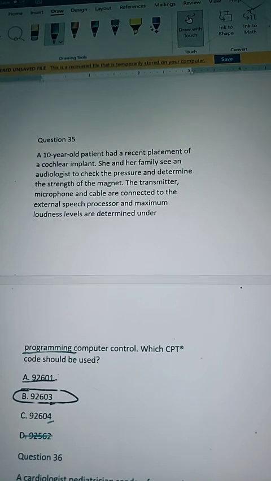I cannot get my phone to open this correctly. I don't know why.